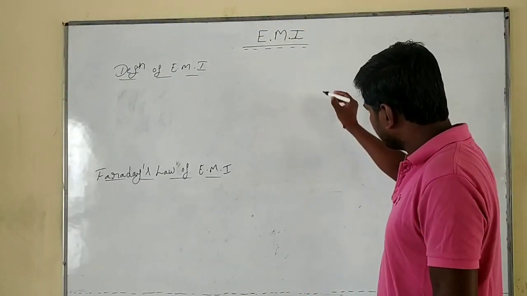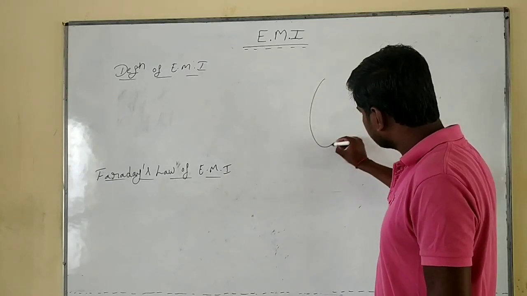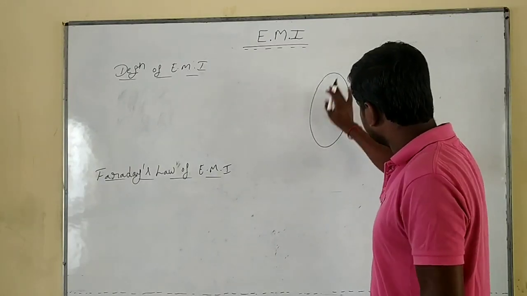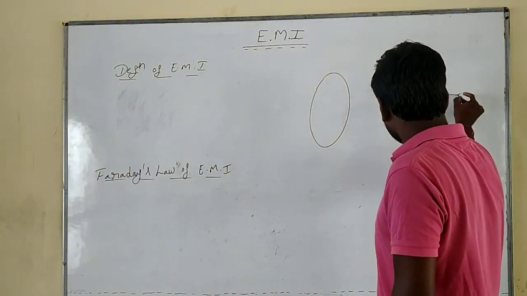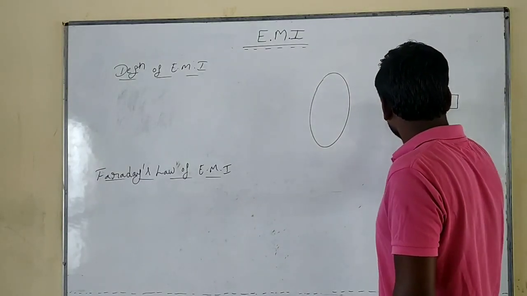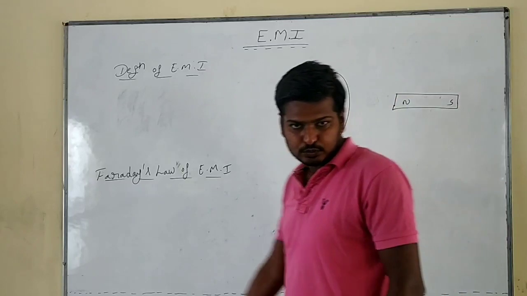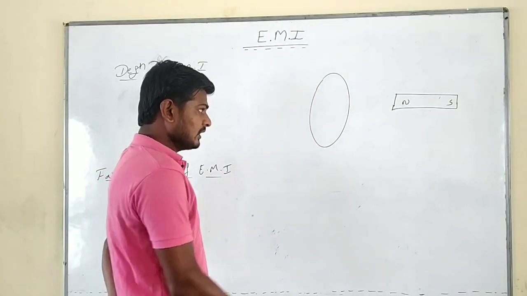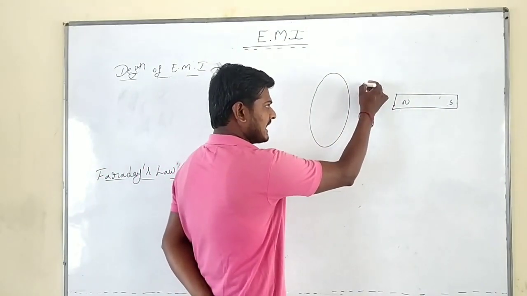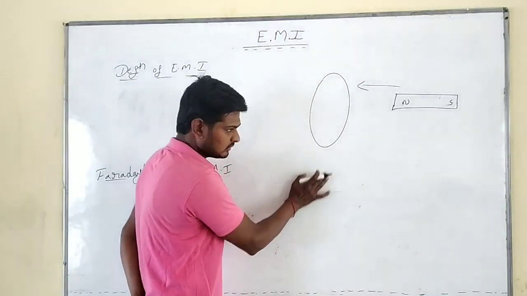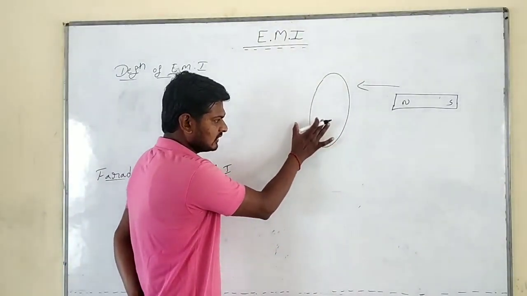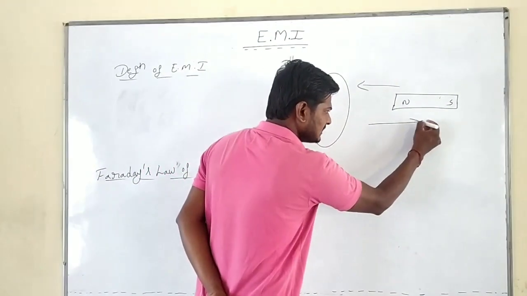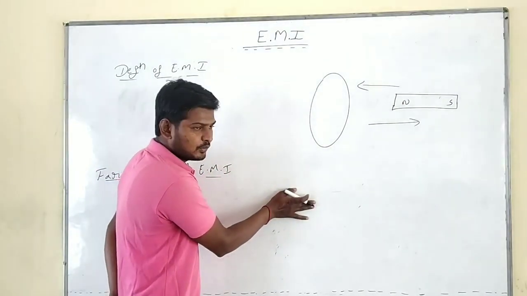Simple one. See here, I am going to take a simple experiment, the coil magnet experiment. I am going to take a coil, and a bar magnet with a north pole and a south pole. This coil is connected to a galvanometer. When the magnet moves towards the coil, the galvanometer shows one side deflection. When the magnet moves away from the coil, the galvanometer shows the opposite deflection.